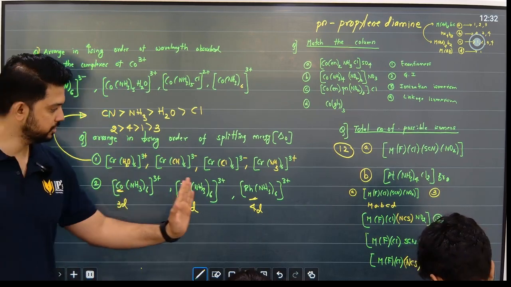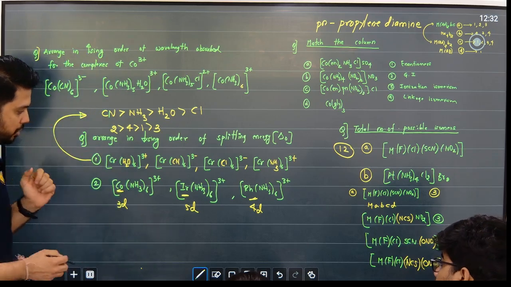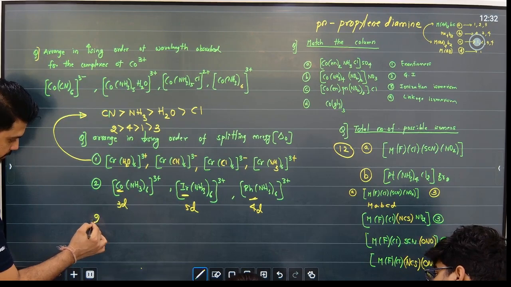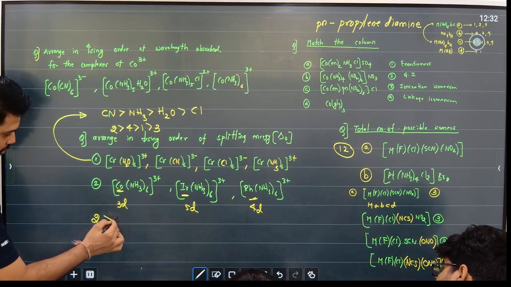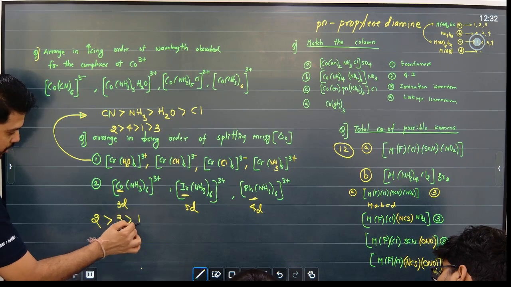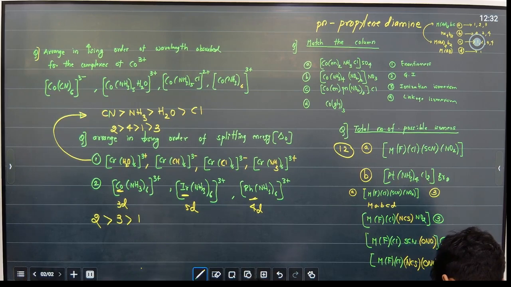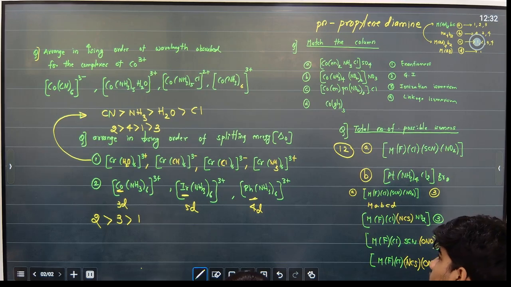So out of the three, the highest CFSE will belong to iridium, then rhodium, and then cobalt. Did people get that?